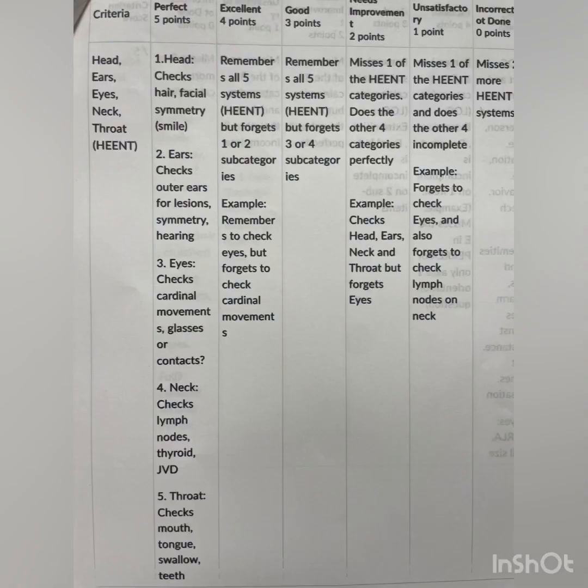The next section in the rubric is HEENT, or head, ears, eyes, nose, and throat. So the first category is head. What you'll do is check their hair and check their facial symmetry, asking them to smile. So I'm going to be looking at the hair on his head, checking for dandruff, any lice, any lesions that would be in his hair there.